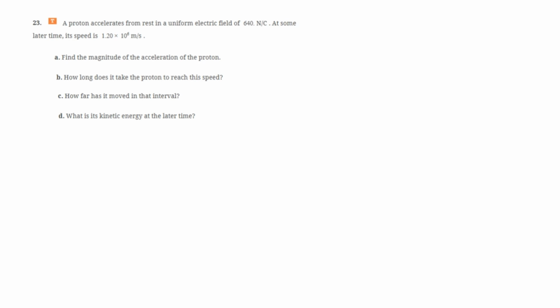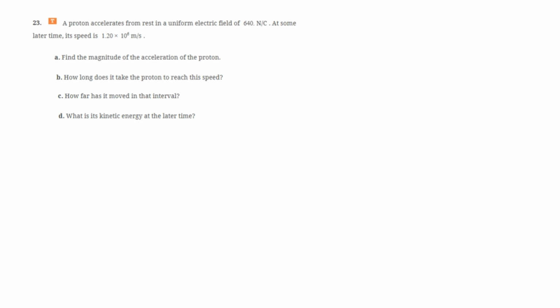They say: A proton accelerates from rest in a uniform electric field of 640 newtons per coulomb. At some later time, its speed is 1.20 times 10 to the 6 meters per second. Find the magnitude of the acceleration of the proton. How long does it take the proton to reach this speed? How far has it moved in that interval? What is its kinetic energy at the later time?